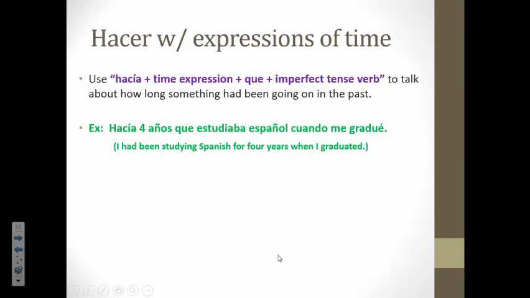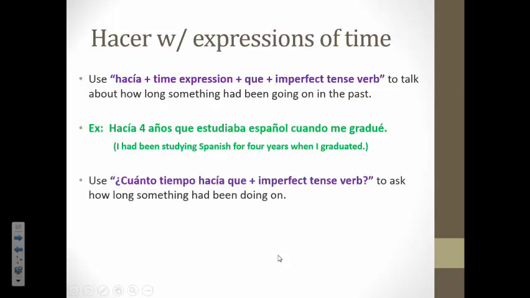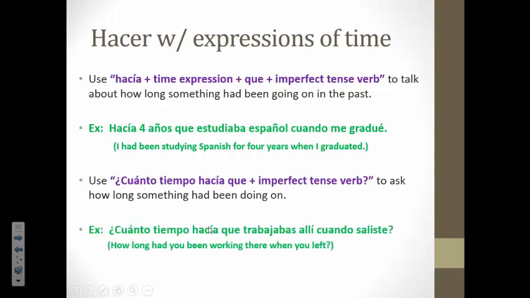You can also use that similar question formation to talk about how long something had been going on. Okay, that's number 3 on your note guide. So if I said to you, ¿Cuánto tiempo hacía que trabajabas allí cuando saliste? How long had you been working there when you left? Okay, hopefully you remember that structure from Spanish 3.